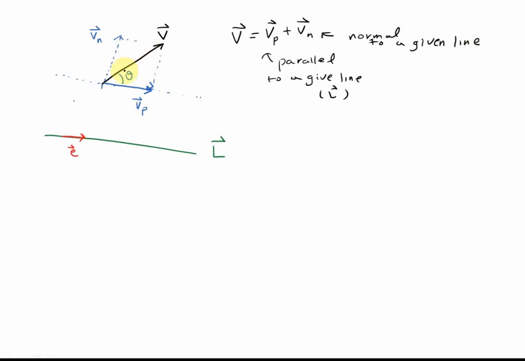Then how do you resolve this into the V_P and V_N sides? It's very simple, actually. Since we know this theta, your magnitude of V times cosine theta should be the magnitude of V_P. And then the unit vector of the given line is the vector L divided by the magnitude of L. So let's try to find this one.